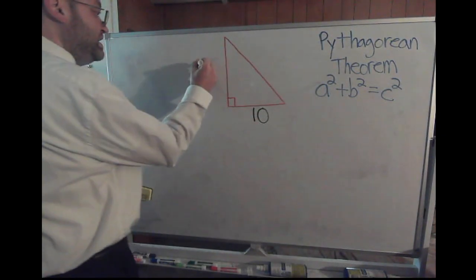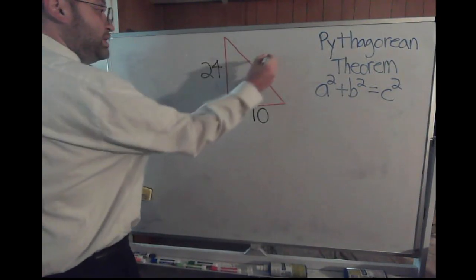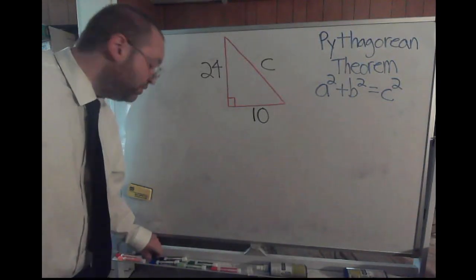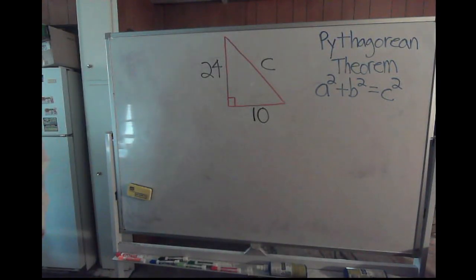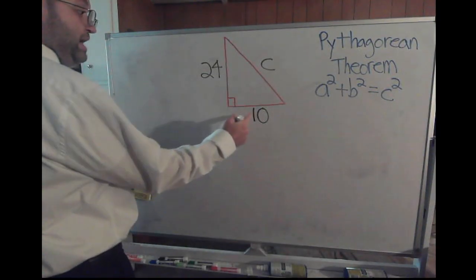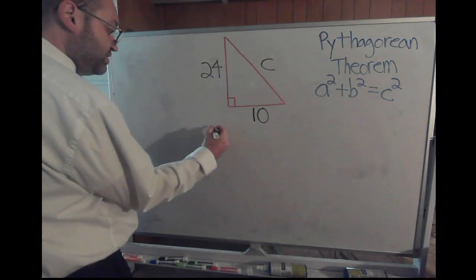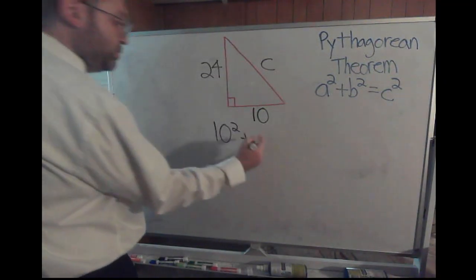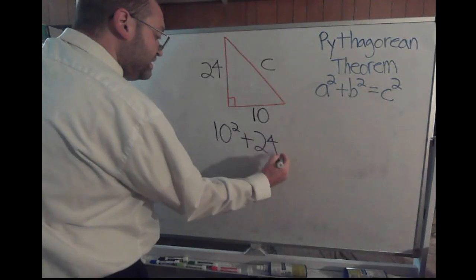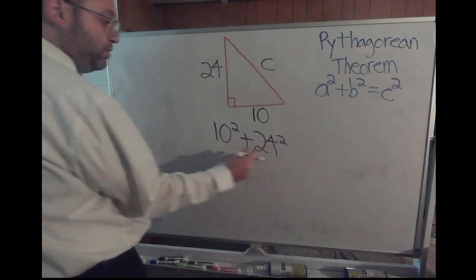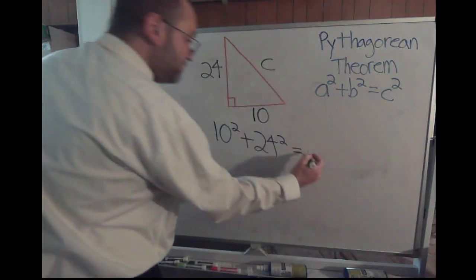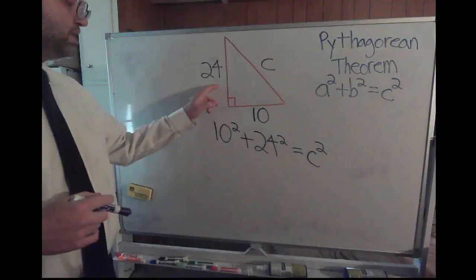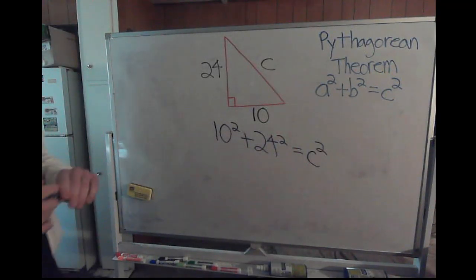We have a length of 10, we have a length of 24, but we don't know c, which is the hypotenuse. So, we know we have 10, we can call that our a length, so we'll do 10 squared plus 24 squared, which is our b length. So you'll take each of the sides to the second power, add them together, you'll set that equal to the third side squared, which would be c squared. So far we have 10 squared plus 24 squared equals c squared.